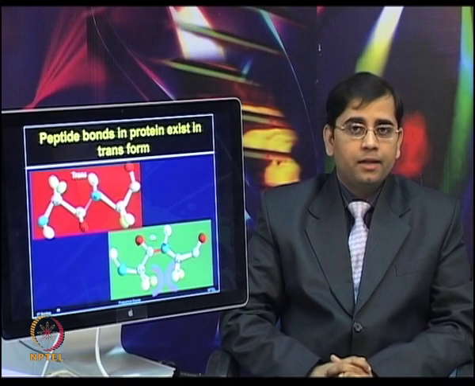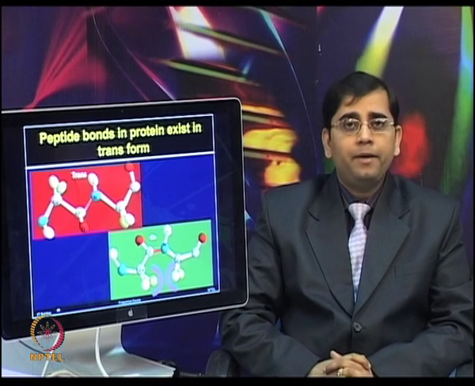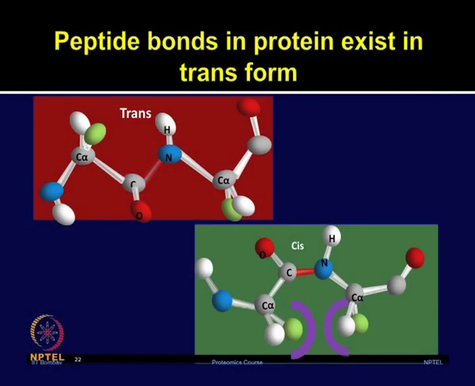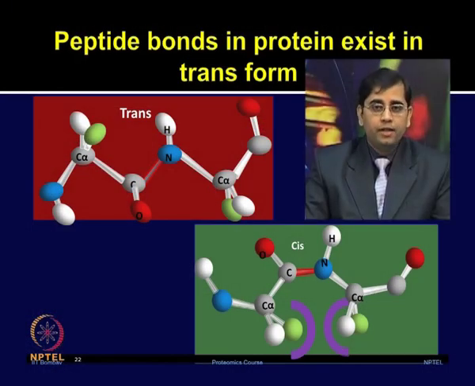Now, there could be two forms, the cis form and the trans form, but peptide bonds in proteins exist in the trans form. If you see the top panel, the trans configuration, there are two C alpha on the opposite sides of the peptide bond. This configuration allows less steric clashes, whereas if you look at the bottom panel, the cis configuration, there are 2 alpha carbons on the same side of the peptide bond. So, there is more probability of having steric clashes. Therefore, peptide bonds in proteins exist in the trans form.